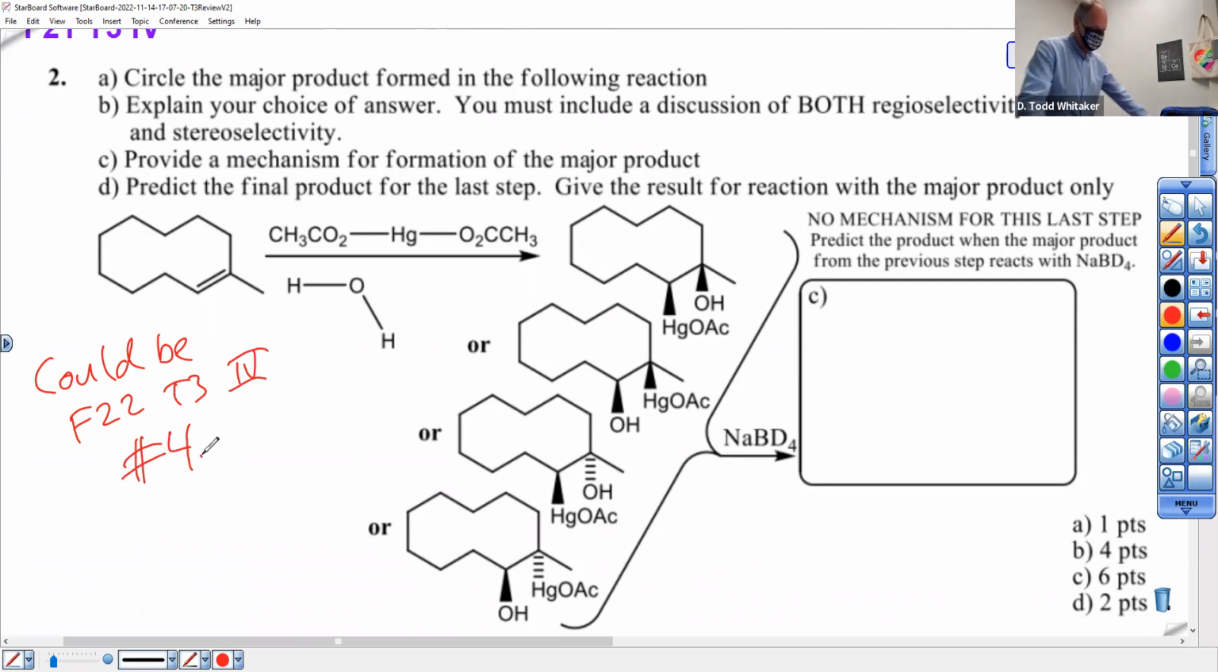Okay. Circle the major product formed. Explain your choice. Yeah, the mechanism is going to reveal the choice. Predict the final product for the last step. Give the results for reaction with the major product only. So if one of these 4 is going to be formed, and only one, and then this chemical is going to convert it to what you say. Okay?